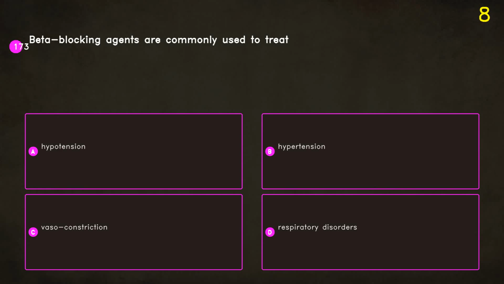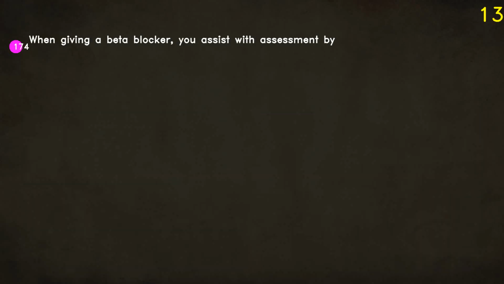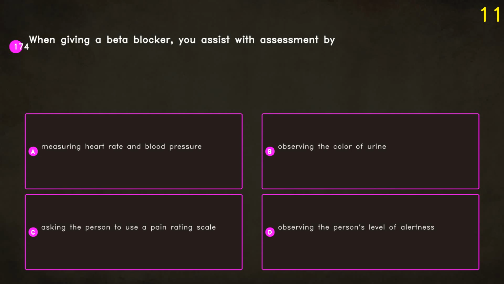Question 173. Beta-blocking agents are commonly used to treat A. Hypotension B. Hypertension C. Vasoconstriction D. Respiratory disorders. The correct answer is hypertension. Question 174. When giving a beta blocker, you assist with assessment by A. Measuring heart rate and blood pressure B.